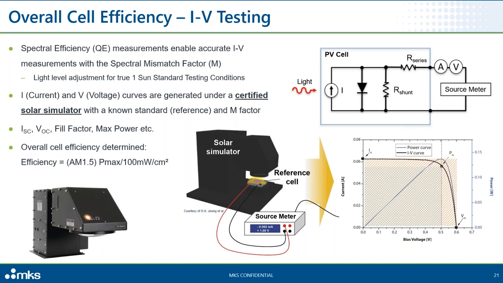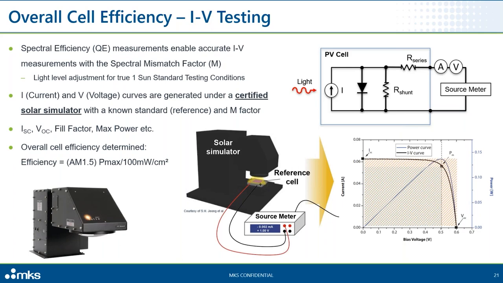So far, Dave has shown you some methods of generating small bands of monochromatic light that's focused on a small portion of your sample under test to basically get the QE or spectral efficiency scan of your device. There are other ways to characterize your cell. This shows an overall cell efficiency, and a key point of getting the spectral efficiency of the chemical makeup of your device is you can get the spectral mismatch factor.